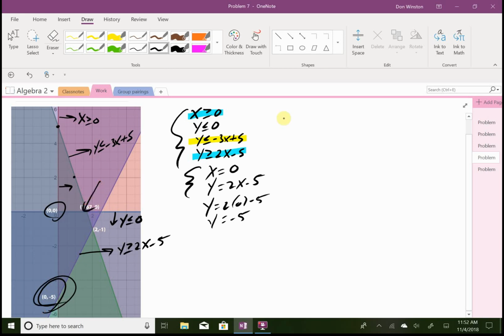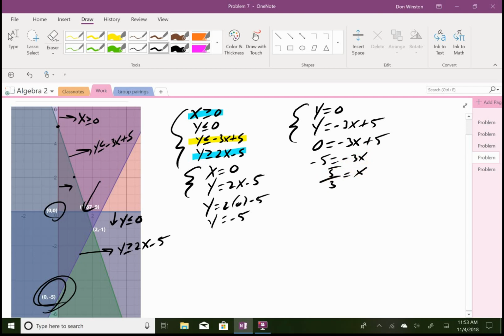This point here, that's the intersection of two lines. Y is equal to 0, and y is equal to negative 3x plus 5. So we have y is equal to one thing, y is equal to another thing. We set the one thing equal to the other thing and we solve. So 0 equals negative 3x plus 5. Negative 5 equals negative 3x. So 5/3 equals x, or about 1.67. So that's that point there. 1.67 for x, and then 0 for y.